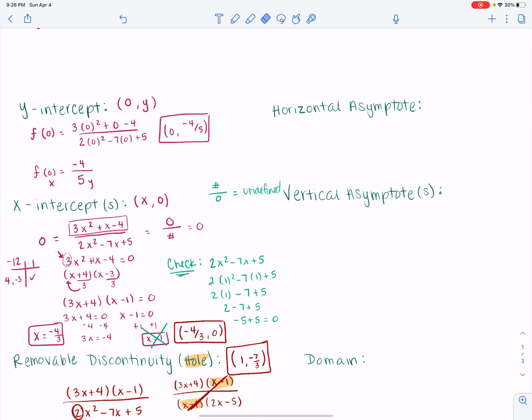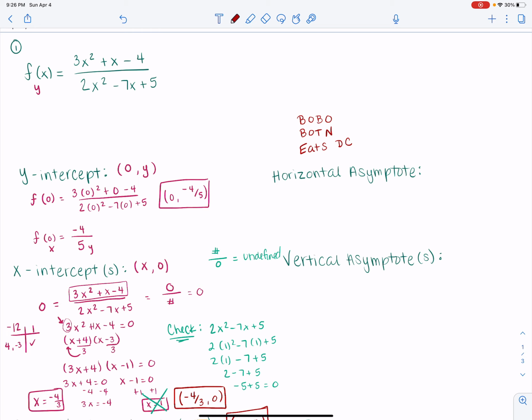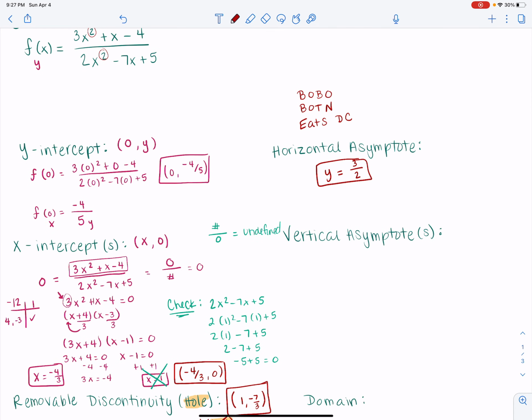Horizontal asymptote. We know there are lots of rules for that, right? Bigger on bottom is 0, bigger on top is none, and if the exponents are the same, divide the coefficients. So if I look at my original function, the exponents are both 2, so there's a degree 2 on top and bottom. So my horizontal asymptote is y equals, divide the coefficients, 3 over 2, and that is what you're left with.